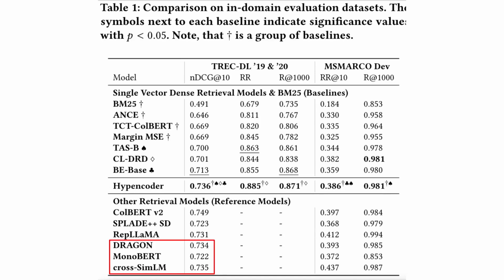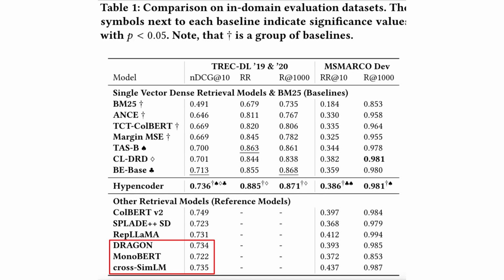All right, so let's look at some results. I'm going to highlight some interesting things that stood out to me. The main takeaway is Hypencoder is outperforming single vector dense retrieval methods and BM25 most of the time, and it's competitive with other retrieval methods. So that's the main takeaway.